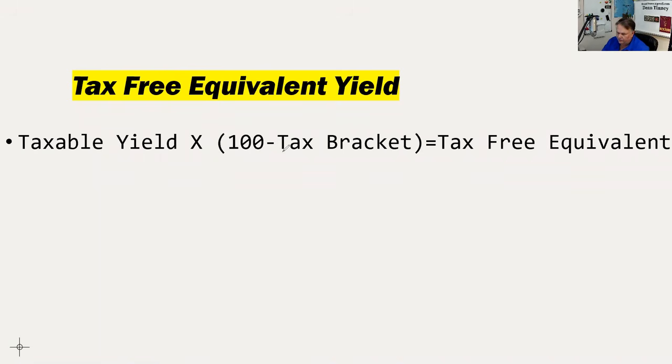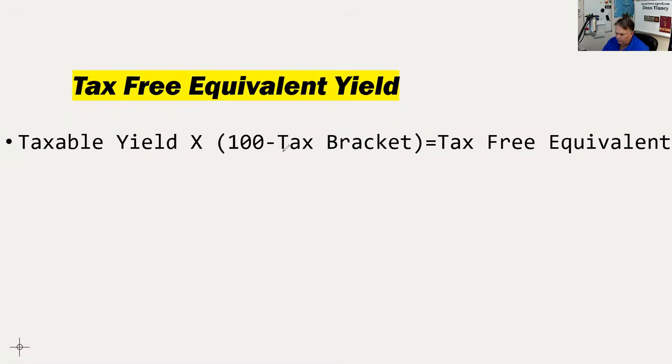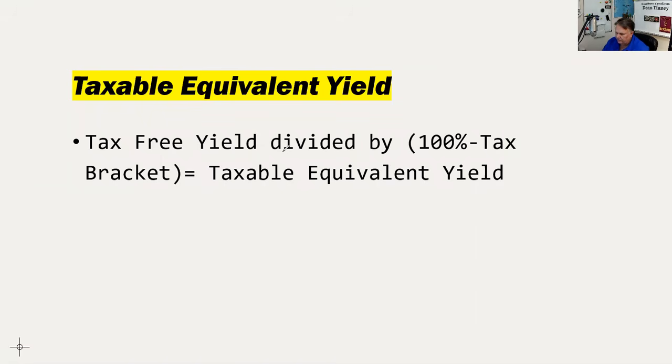And so on the taxable, if it's a taxable yield, you multiply. And if it's the tax-free version going the other way, you divide. So if they give you the corporate bond, you multiply. Muni bond, you divide.